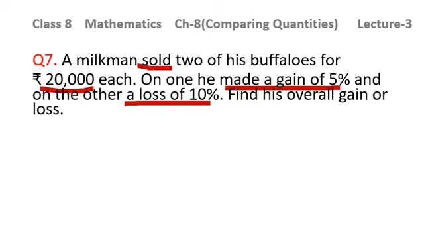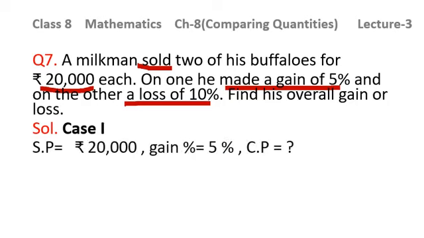Here in this case, SP is given. On one he is making a gain of 5%, on the other he is getting a loss of 10%. We need to find overall gain or loss. Case 1, same. I have divided this again into two cases. SP is given to us for one of the buffalo, it is 20,000. Gain percent is given as 5%. We need to find out CP.